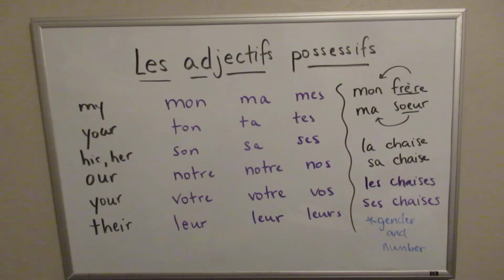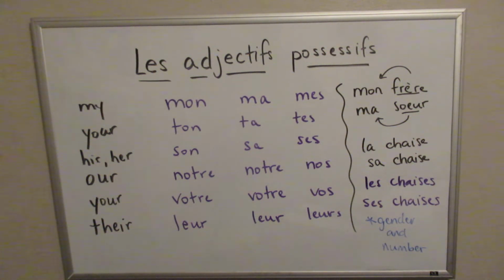Now, why do we have so many choices? Well, because of masculine, feminine, and plural. So in our first column here are mon, ton, son, notre, votre, and leur. We're going to see those are all masculine possessive adjectives. So what does that mean? That means if what I'm talking about or whom I'm talking about is masculine, I'm going to use those.